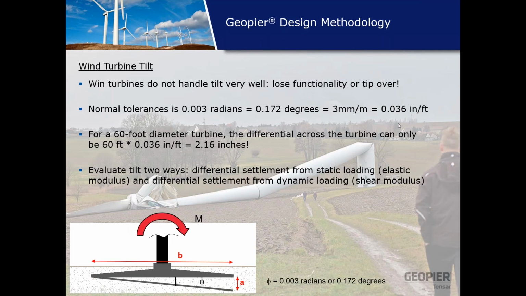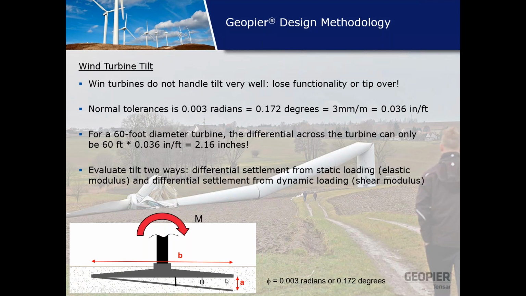Right, so a little bit more important than total settlement is rotation or differential settlement of the turbine. Again, the turbines don't really like to tilt. They can lose efficiency, lose functionality, or potentially tip over. A normal tolerance for a wind turbine is about 0.172 degrees or 0.036 inches per foot. Well, what does that mean exactly, right?